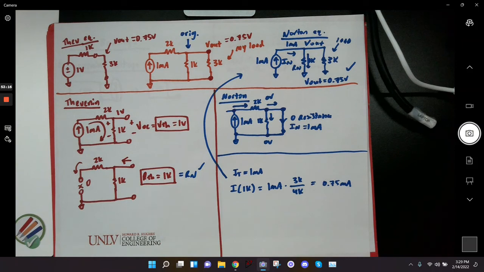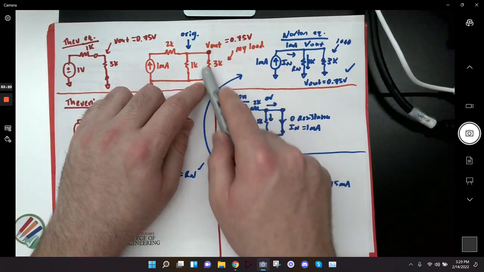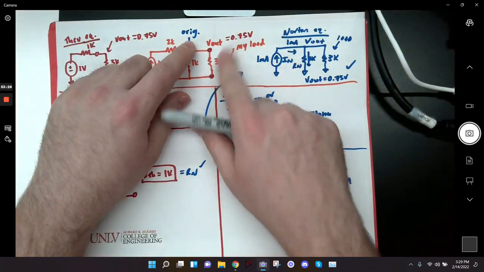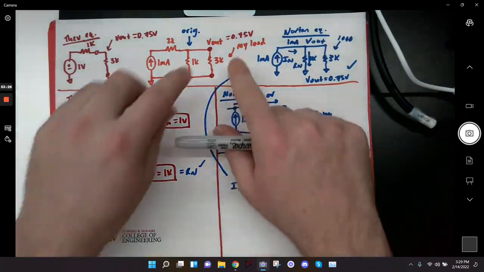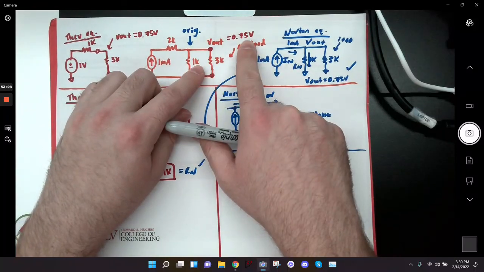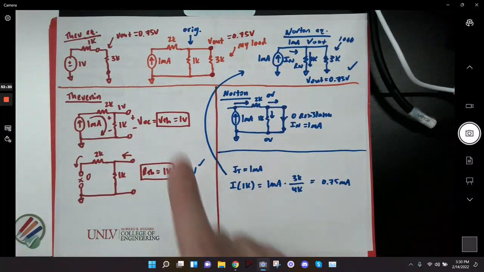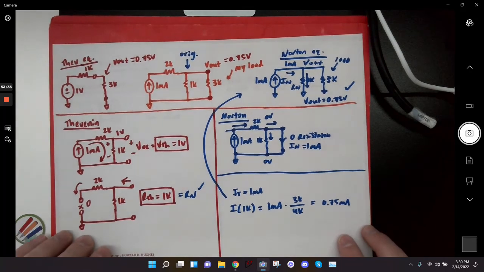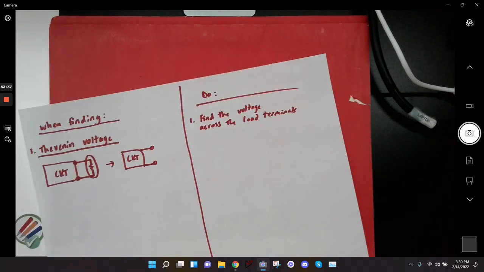Does everybody understand his question? Basically, he's asking, could I just leave the 3K in here and solve the voltage across it? You can't. You have to pull it out because that V out is not going to be the same as this voltage. We just proved that. V out with it in there was 0.75. Without it, it was 1 volt. So it's not going to be the same. Any other questions? Here, let me finish this real quick.